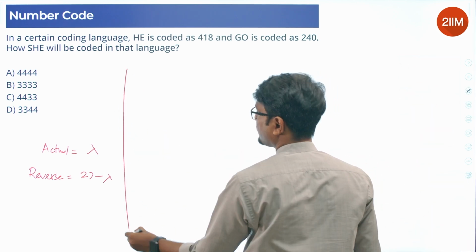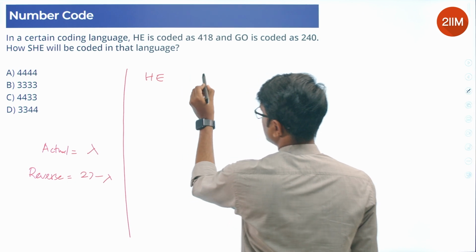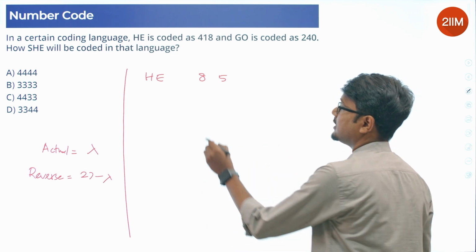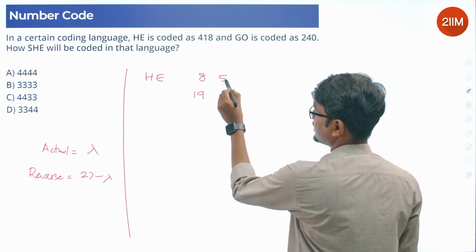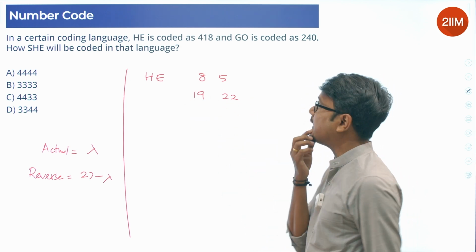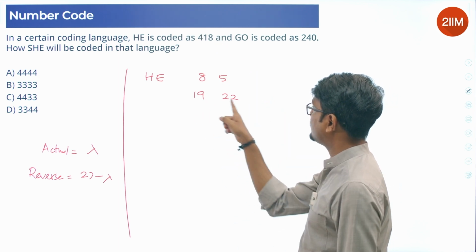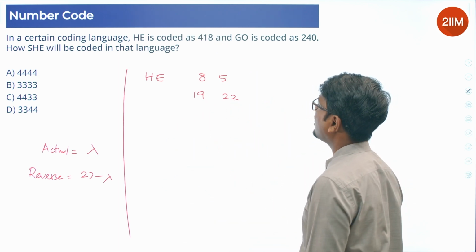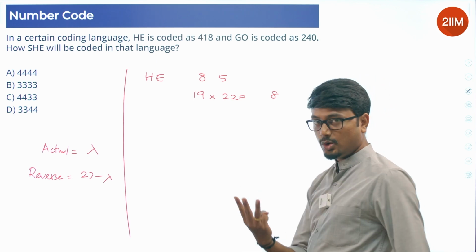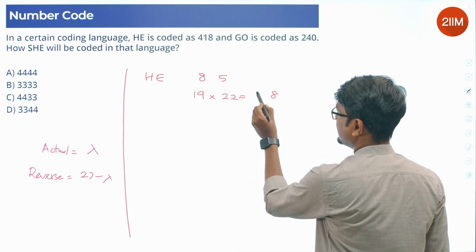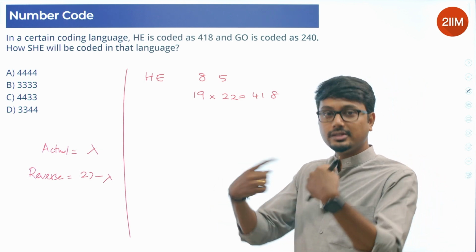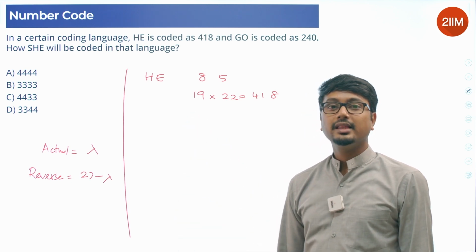Checking up on the data. HE: H is 8, E is 5. So reverse, it is 27 minus 8, 19. This is 27 minus 5, 22. So the reverse value of H and E is 19, 22. 18 is there. 9 times 2 is 18. We'll check whether it is a multiple or not. 19 times 2 is 38. 8, 3 carried over. 19 times 2 is 38. 38 plus 3 is 41. It's working. So the clue here is you find the reverse value of those letters, then multiply.